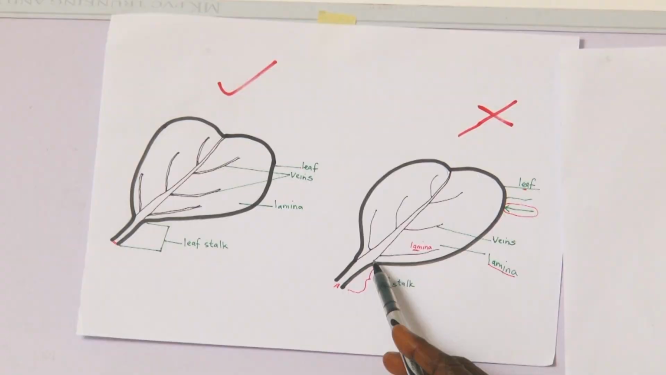Now, one thing I forgot to say is that you don't use arrows, you don't use these brackets. We are showing the leaf stalk. So this is the leaf stalk. No. Better to rule a line, put them together neatly, all ruled. This is the leaf stalk.